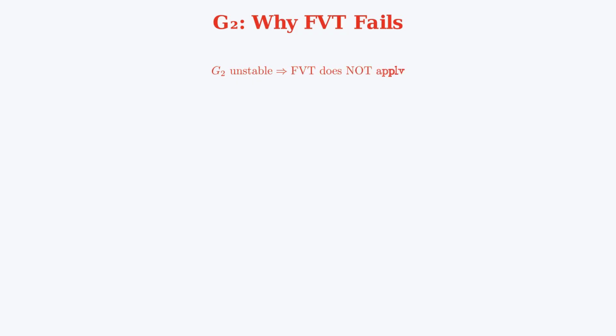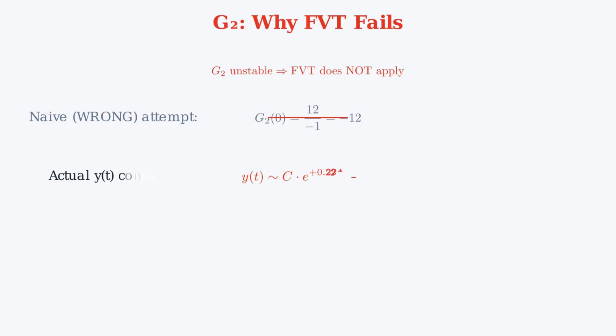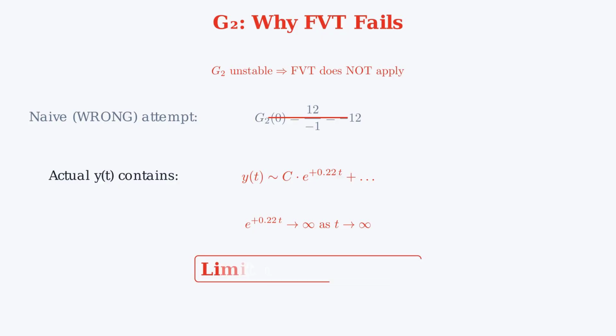You might be tempted to just plug in s equals 0 anyway. g2 of 0 equals 12 divided by -1 equals -12. But this number is completely meaningless for our problem. Let us see why by thinking about what y of t actually looks like. When we take the inverse Laplace transform of y of s, which is g2 of s times 1 over s, we do partial fraction expansion and end up with terms like 1 over s minus 0.22, and 1 over s plus 2.22. Each term in the s domain corresponds to a time function.